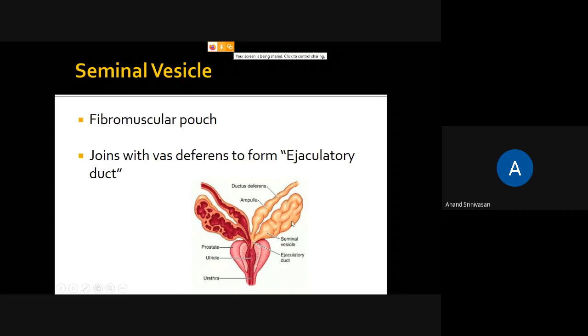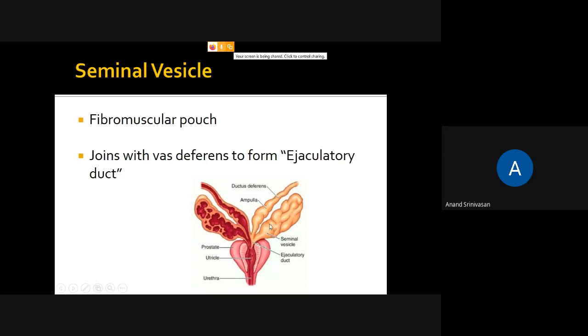Now what is the function of this seminal vesicle? It's a fibromuscular pouch, a pocket-like structure. Now why is it present? The sperm is produced from the testis, but the sperm needs energy. This energy they get from the semen. So the semen is produced in the seminal vesicle.